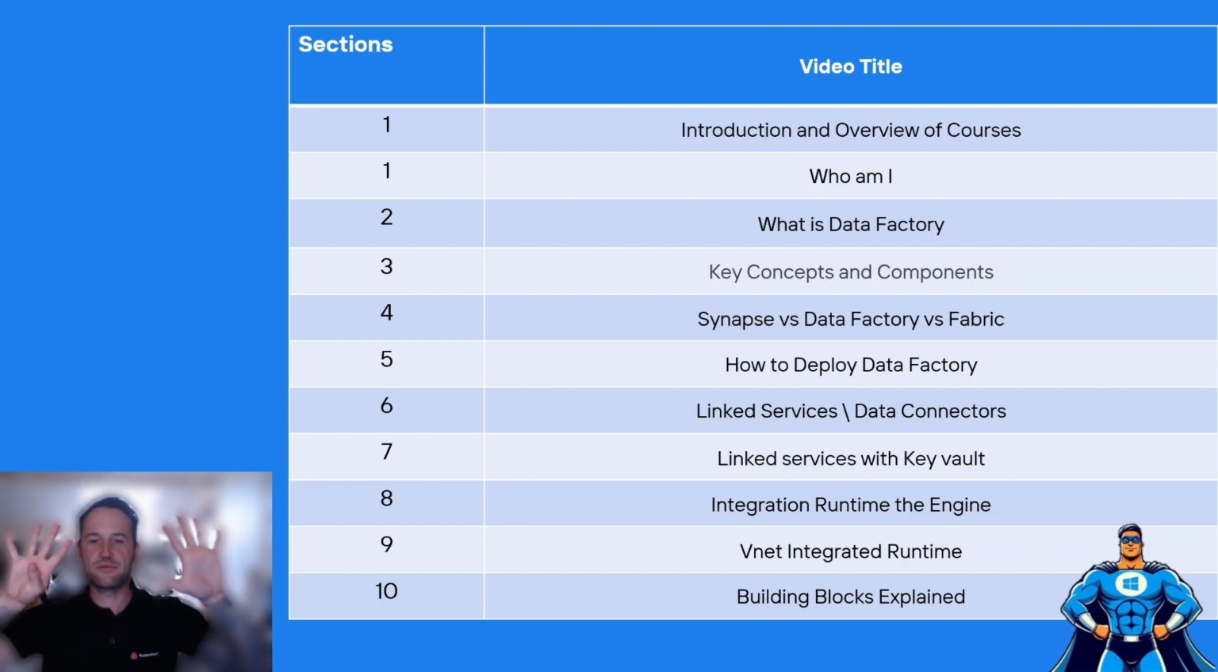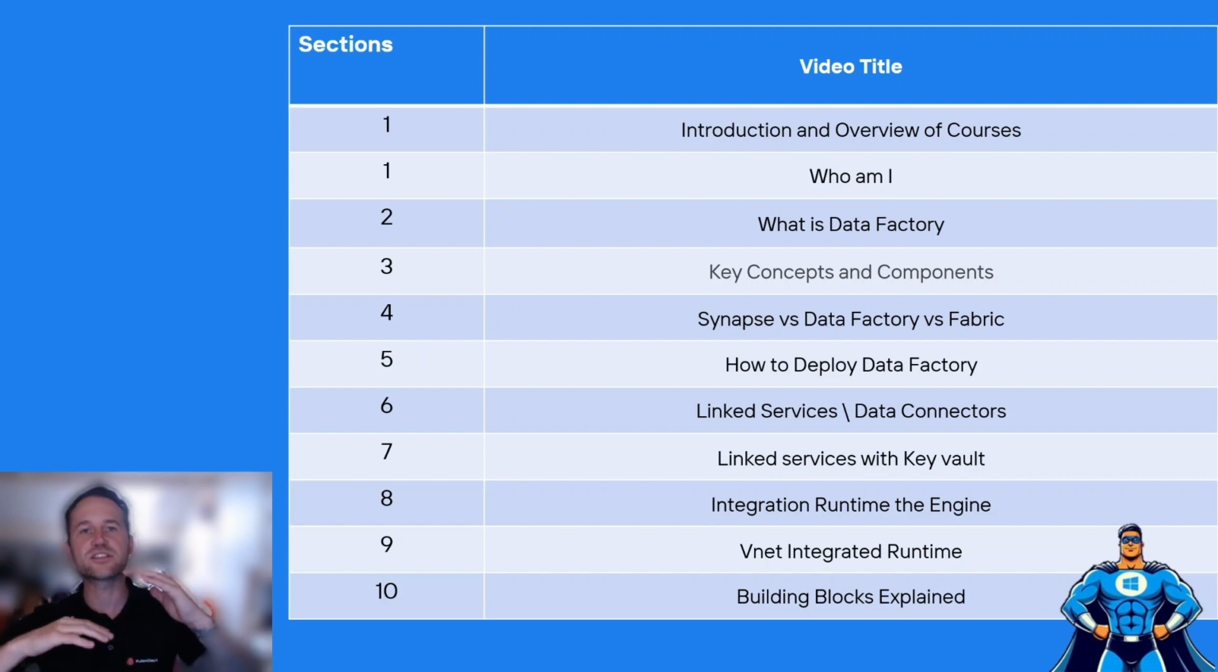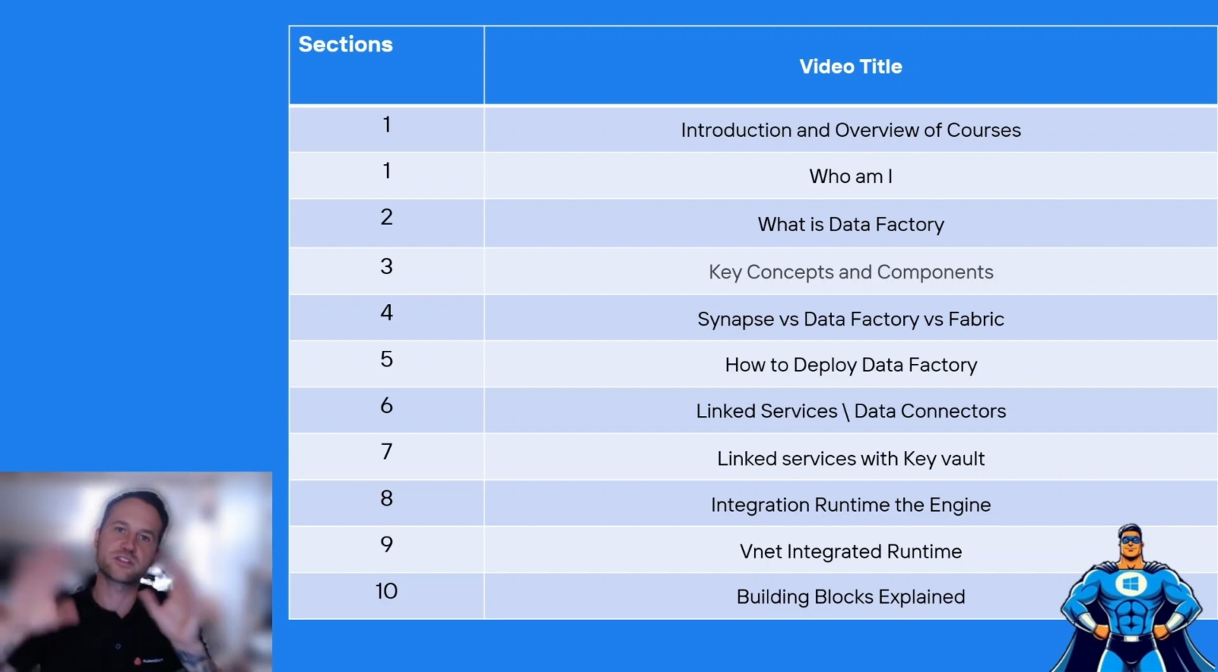Section 9. There are multiple different types of integration runtimes. So I'll be talking about that, but Section 9 has its own because a VNet integration runtime is a very different concept. So I want to go through in big detail what that means and show you all about it. Section 10: the building blocks explained. So I'll talk about components of it, but I want to go into a bit more detail about these building blocks and how you start off with Data Factory and why you'd use them in certain places.